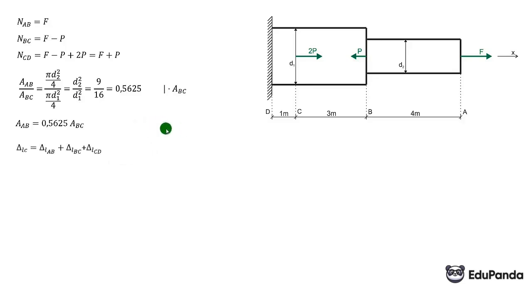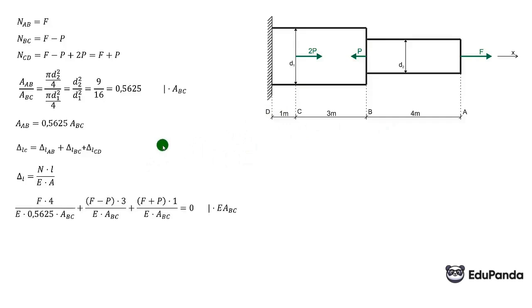The total elongation is the sum of elongations of successive sections, so delta L total is delta L from section AB plus delta L from section BC plus delta L from section CD. We recall the formula for elongation. It's the force in the rod times the length of the rod, or section, divided by Young's modulus times the cross-sectional area. Well, and we substitute the forces from the sections.